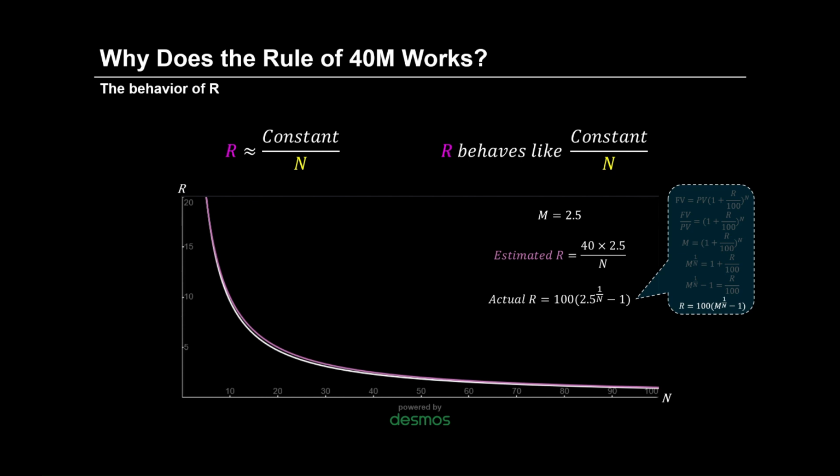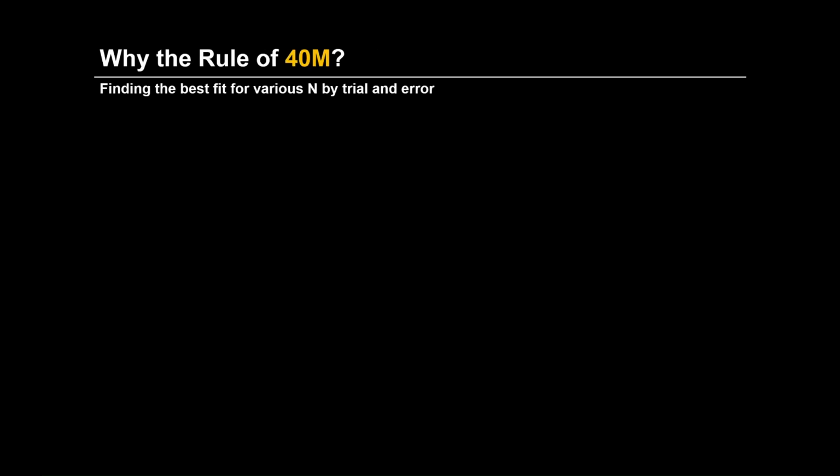Now we understand why r behaves like a constant divided by n. The final piece of the puzzle is why 40m is chosen to be that constant. I would say this part is actually relatively uninteresting. It's actually found by a process of trial and error.